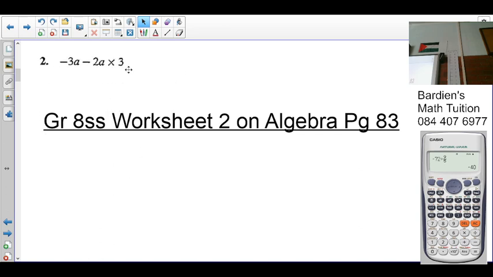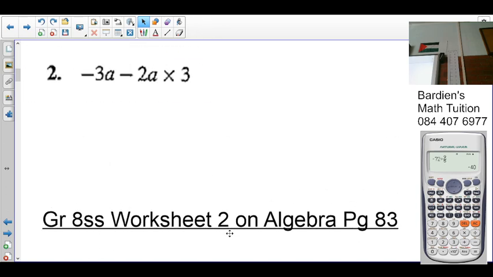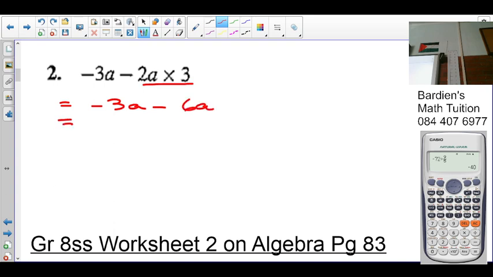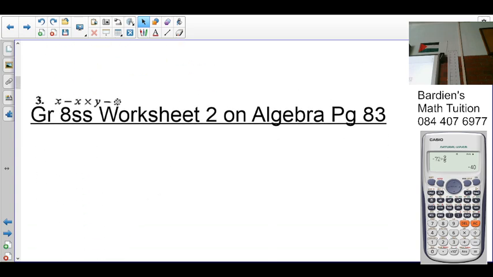Let's do number 2. What do you notice here? Subtraction and multiplication. According to BODMAS, what must be done first? Multiplication. So it's negative 3a minus 2a times 3, 6a. What's minus 3a minus 6a? Negative 9a, not 9a squared. Why not? In adding and subtracting, the variables stay the same.